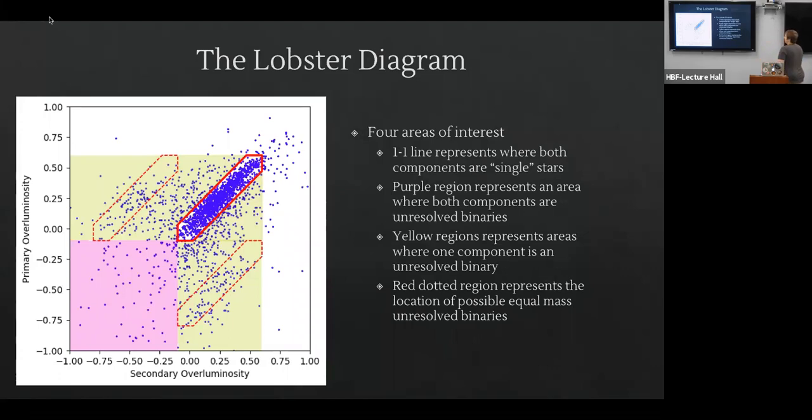The purple region represents an area where both components are unresolved binaries. So they're both overluminous. They're both in that double main sequence above the yellow line. The 2 yellow regions here represent an area where one of the components is overluminous, and hence we think it's an unresolved binary. If you go below the one-to-one line, these are where the primary is the overluminous component. Over here is where the secondary is overluminous. And then these 2 red dotted line regions represent areas where an equal mass unresolved binary would exist. So essentially in the claws of the lobster. And because we see this overdensity, which is frankly fascinating.